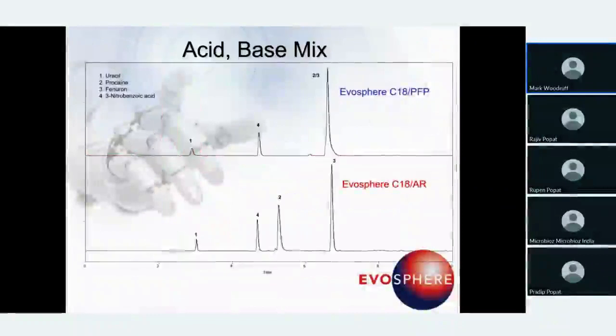Another example where we have an acid, a base, and a neutral compound, showing the difference between the two columns and showing that we do have very different selectivities occurring. So on the C18PFP, peaks 2 and 3, which are the procaine and the phenuron, do not resolve from each other. However, on the C18AR, those two peaks are pulled very nicely apart, and we would use that column as our choice for starting method development.